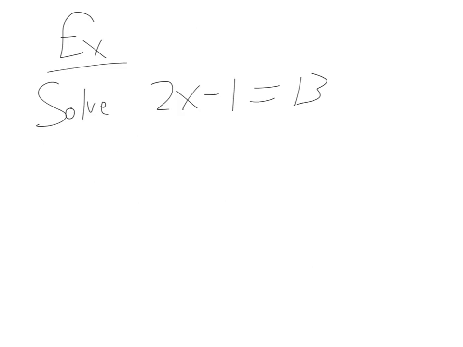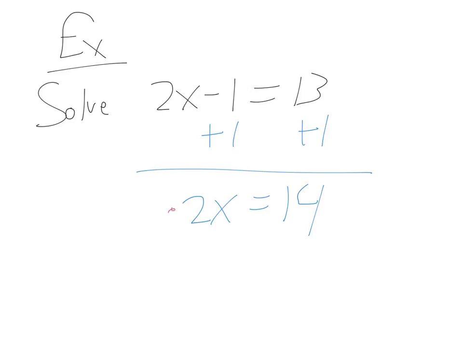Alright, here's an easy example. Solve 2x minus 1 equals 13. If you add 1 to both sides, you get 2x is equal to 14. Now, what you can do from here is either divide by 2 or multiply by 1/2. Employ the multiplication property. 1/2 and 2 cancel out, so you're left with x equals 1/2 times 14, which is 7.